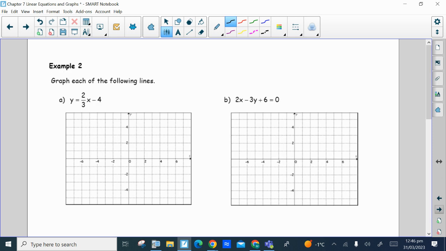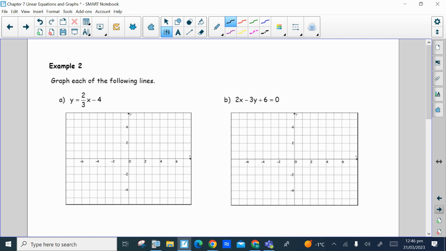So now we want to graph these lines. It says they're lines, all the equations have the x and y to the power 1. Is the first one in slope-intercept form? Liam. Is that in slope-intercept form?